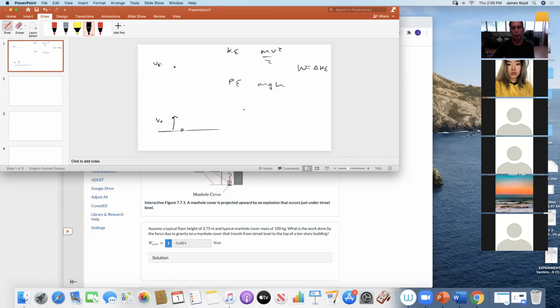So what we really are looking at here is mv final squared over 2 minus mv initial squared over 2 is equal to mgh initial minus mgh final. What this really means though is it's mg change of h with a negative sign out front. Change of h is h final minus h initial. Now what that means is that we could actually choose h to equal 0 anywhere we want, and then all we care about is the change.